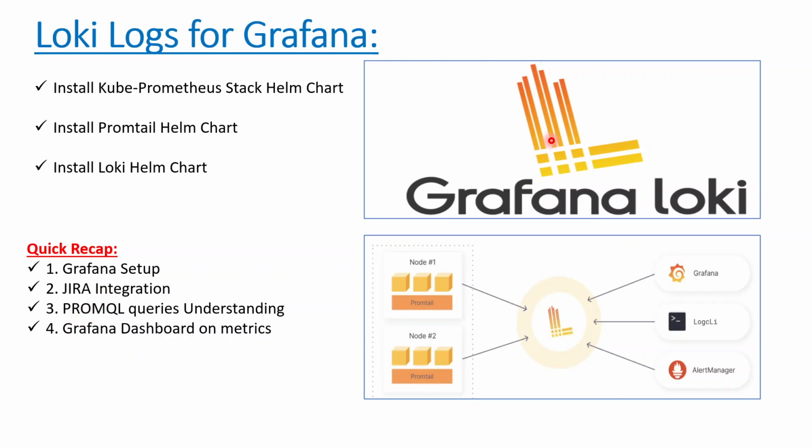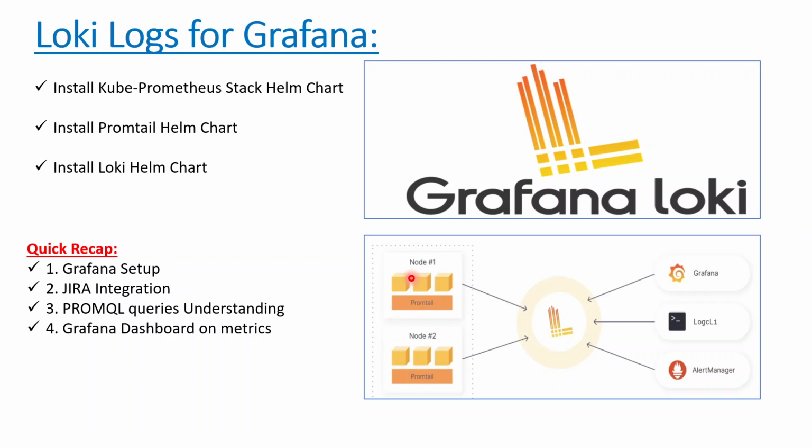Now the fifth is where we are talking about how to set up logs in Grafana using Loki. Again, this is an open source tool, or open source binary, that can be installed. And these are three prominent steps that need to be followed. First of all, you need to install the kube-prometheus-stack Helm chart with certain customizations. Next is the Promtail agent. This agent will run on every node. When I say every node, it will capture the logs from every node where the applications have been deployed as pods.